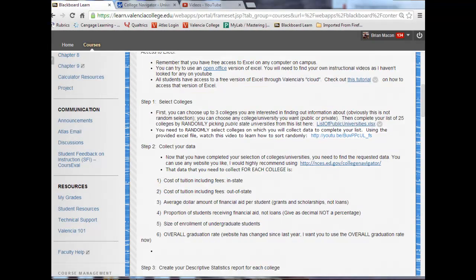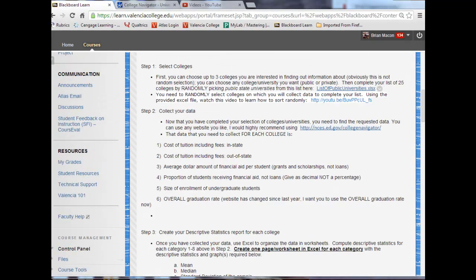Right now, also the next two pieces of category I want you to find are about financial aid. So number 3, I say find the average dollar amount financial aid per student, and I want you to exclude loans. Right? So I only want you to look at grants and scholarships, not loans. And then there's a proportion of students that receive financial aid, and I want you to give this as a decimal, not as a percentage.